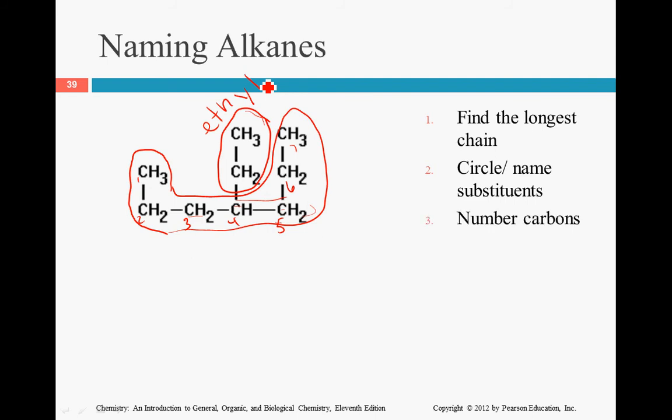From here, we need to figure out which direction to number it. I've numbered it here from left to right. We can also number it from right to left. 1, 2, 3, 4, 5, 6, 7. When you decide which direction to number it from, you're looking for the direction that gives the carbon with the substituent the lowest number possible. Well, it looks like no matter what, it's going to be a 4. So that means that it doesn't matter which direction we're counting from. It's going to be a 4. And we're going to talk about this more in the next few examples.